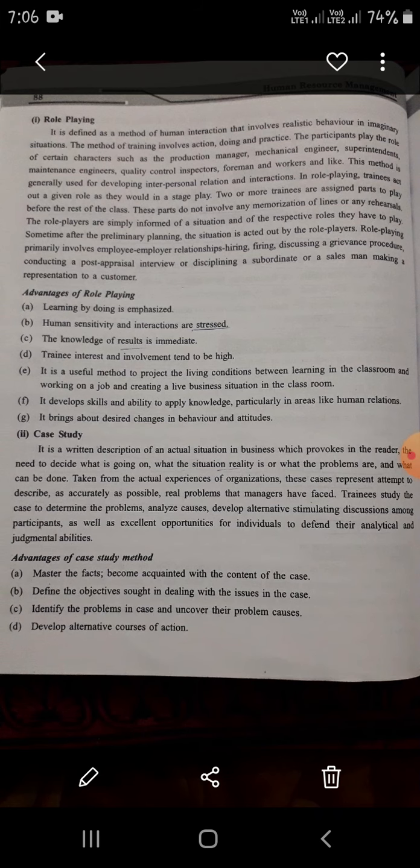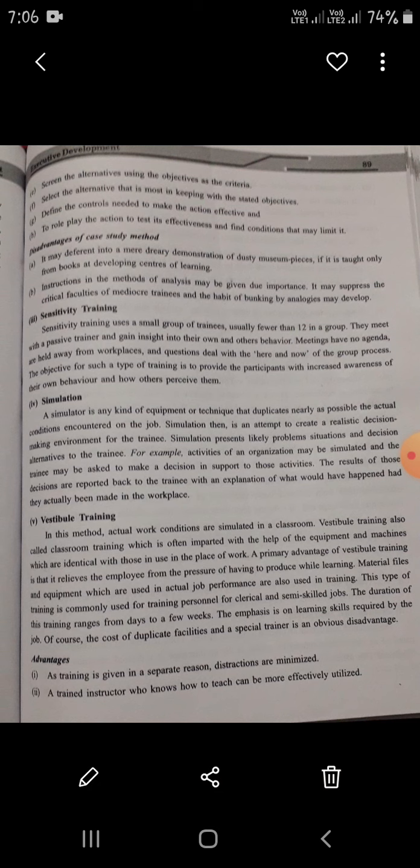Next, sensitivity training, the third one. Sensitivity training uses a small group of trainees, usually fewer than 12 in a group. They meet with a passive trainer and gain insight into their own and others' behavior. Meetings have no agenda, are held away from workplaces, and questions deal with the here and now of the group process.